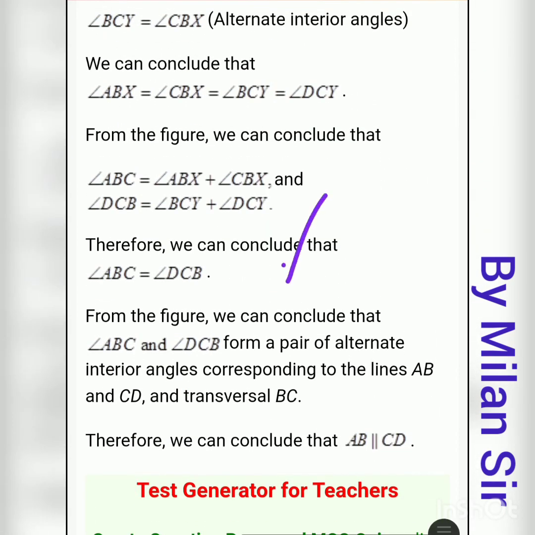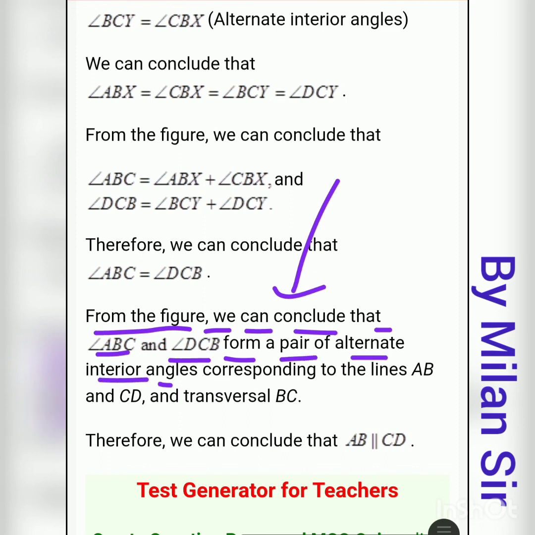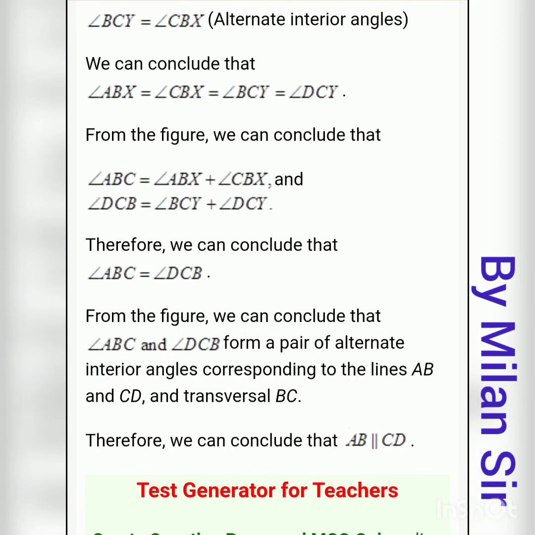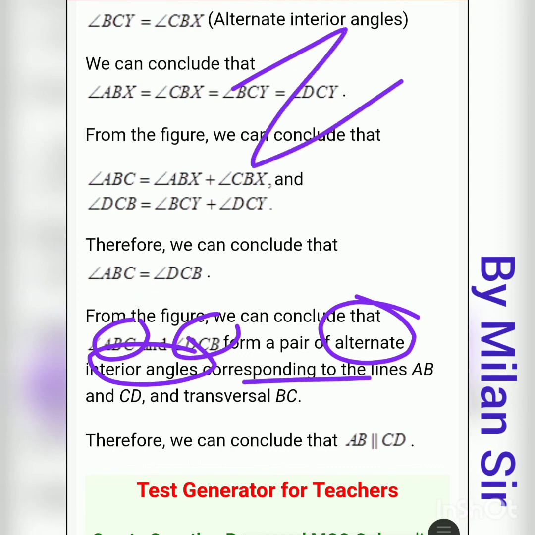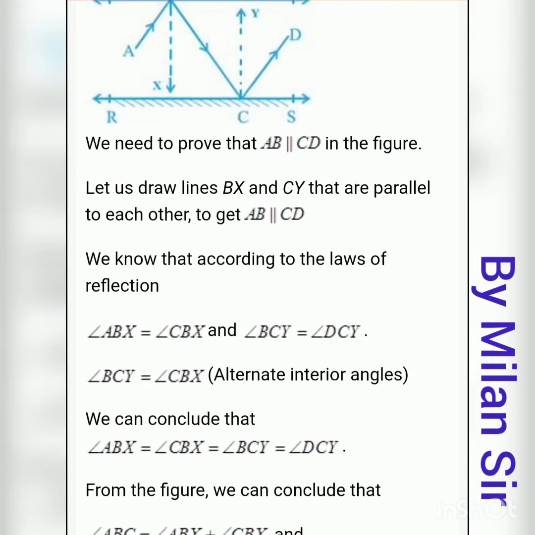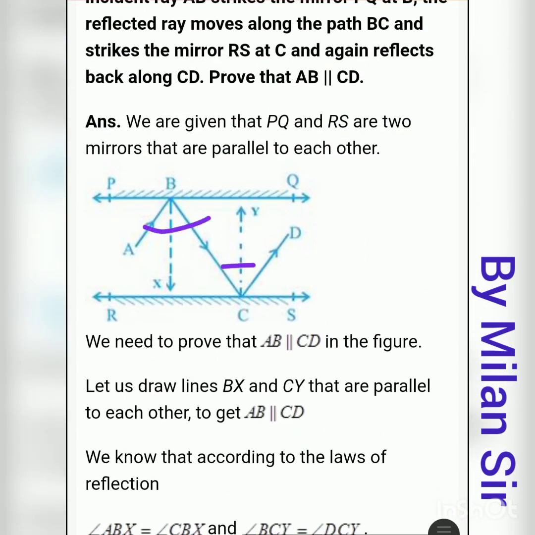So at last we can write from the figure: we can conclude that angle ABC and angle DCB form a pair of alternate interior angles corresponding to the lines AB and CD and transversal BC. Therefore, we can conclude that AB is parallel to CD. ABC and DCB form alternate interior angles, that means a Z shape, corresponding to AB and CD and transversal BC. So AB parallel CD. Here we are using the reverse theorem: these two angles are the same, so these two lines are parallel lines.